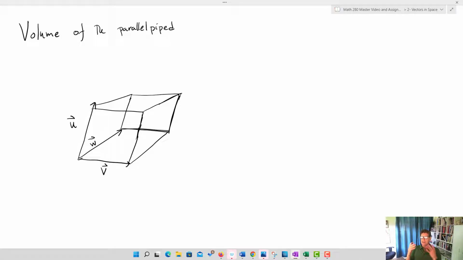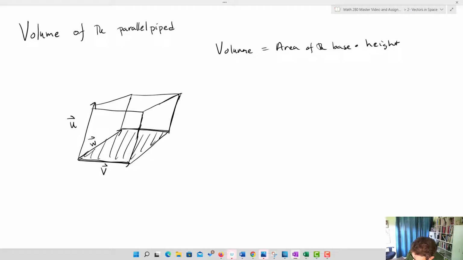Now, any three-dimensional figure that's like a prism, we can find its volume. So the volume is going to be the area of the base times the height. This base right here is a parallelogram, right? And we know the area of this parallelogram: the area of the base equals the magnitude of the cross product of V crossed with W. We'll learn that inside of our cross product discussion.